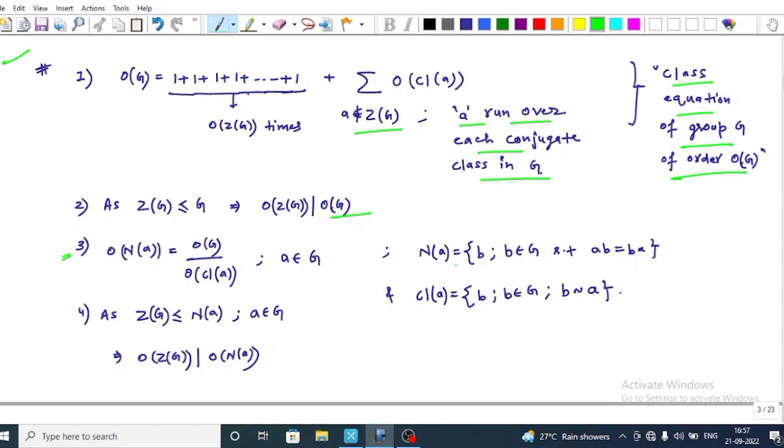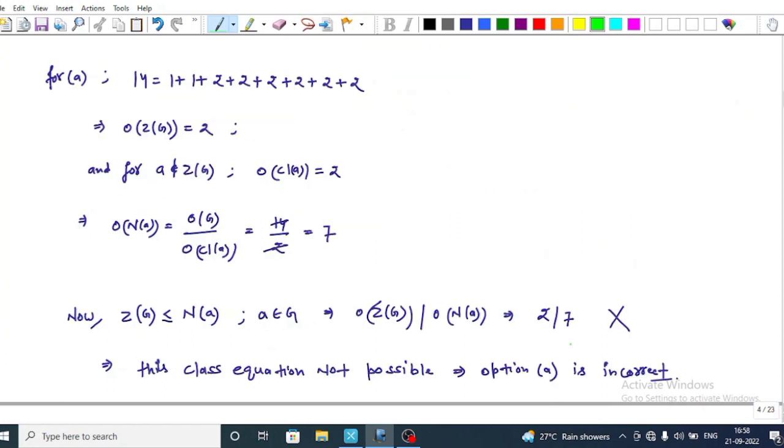Now N(a) means the set of b where b belongs to G such that b commutes with a, and conjugate class of a means the set of b where b belongs to G such that b is related with a. Now result fourth: as we know, the center of the group Z(G) is a subgroup of N(a) for every a belongs to G. This implies that by using Lagrange theorem, order of Z(G) divides order of N(a). Now come to further explanation.